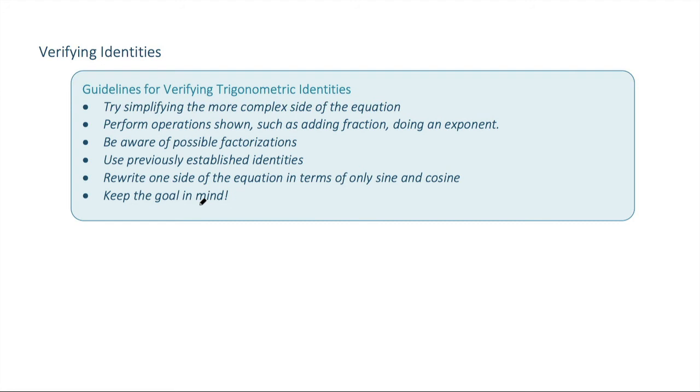A key thing to remember when verifying trigonometric identities is that you will always only be working with one side of the equation. You work with the one side and try to get it to look like the other side. So you keep that other side as your goal. Keep that in mind.